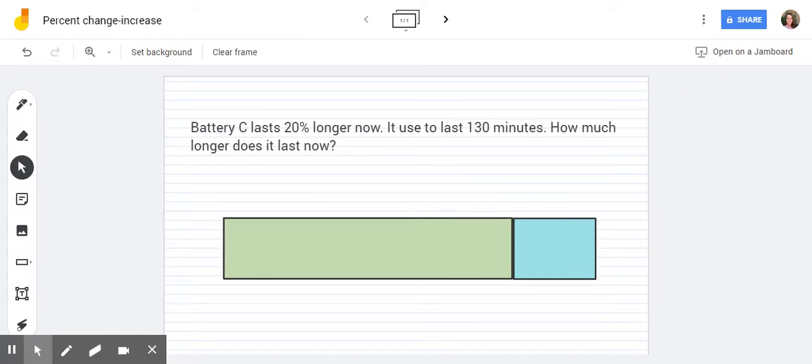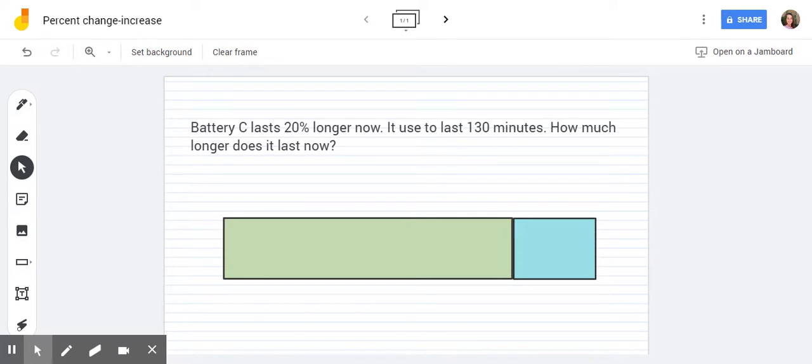Today we're going to continue working with percent change as an increase. As we practiced yesterday, we will use our strip diagram to show where our starting points are as 100%, where things change, and then today we're actually going to calculate it. So we go back to do the problem from the first situation.